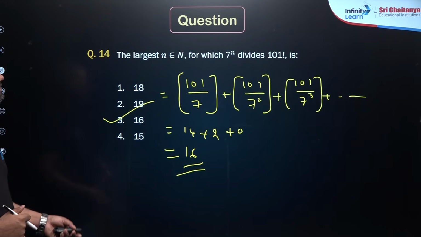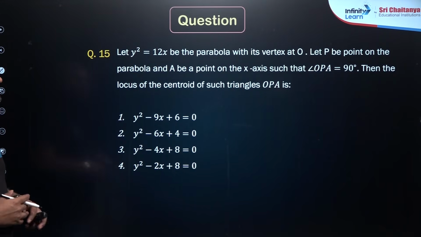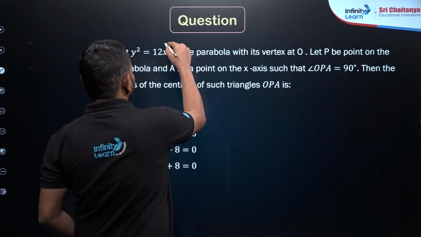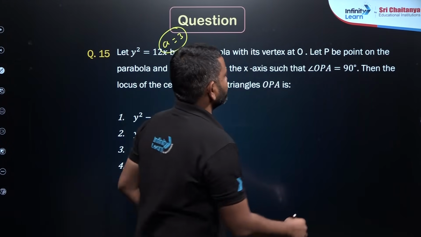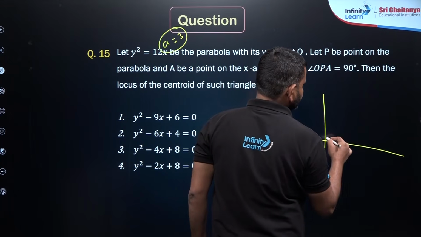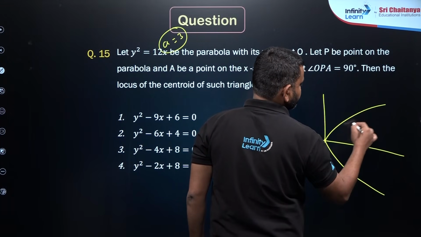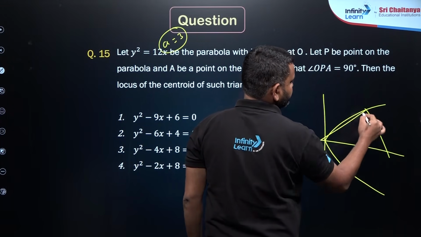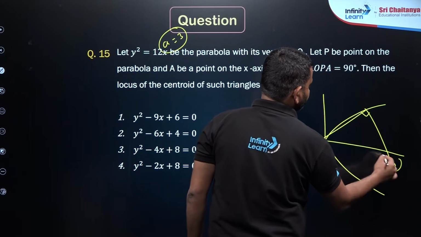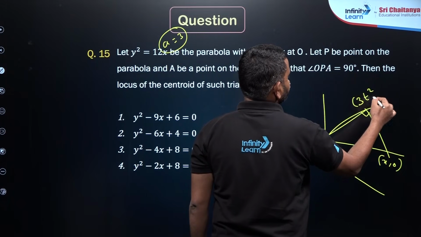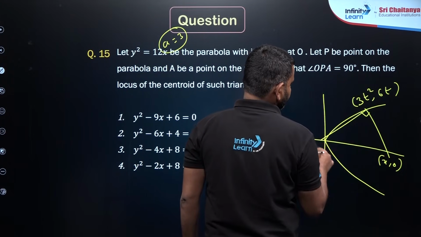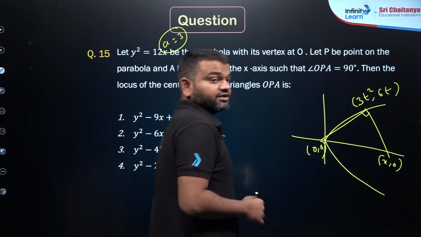Alright, next, you have a parabola where a is equal to 3 we have, and origin O, and OPA is going to form a right angle triangle. A is a point on the x-axis. So here I am going to take x comma 0, 8t square, which means 3t square comma 2at, 6t. Here it is going to be 0 comma 0.